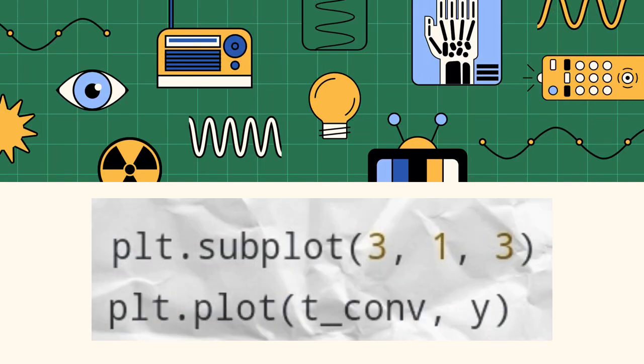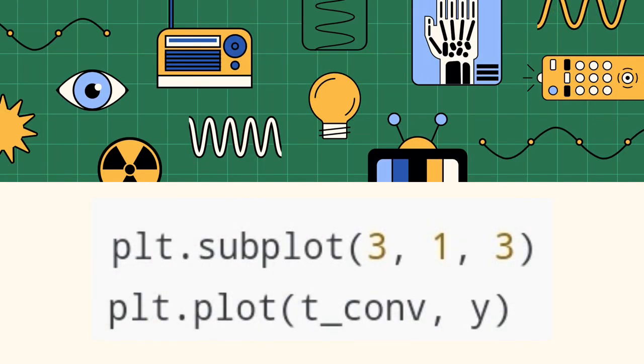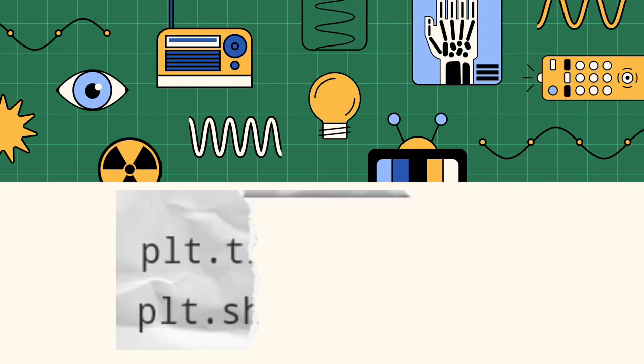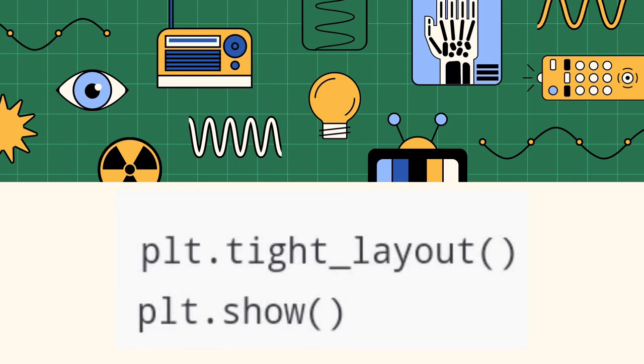The third subplot shows the convolution output y of t. This graph represents the system output, which rises while the rectangular pulse overlaps with the exponential, then decays smoothly after the input ends. This behavior matches the theoretical expectation of convolution. Finally, the layout is adjusted and the plots are displayed.